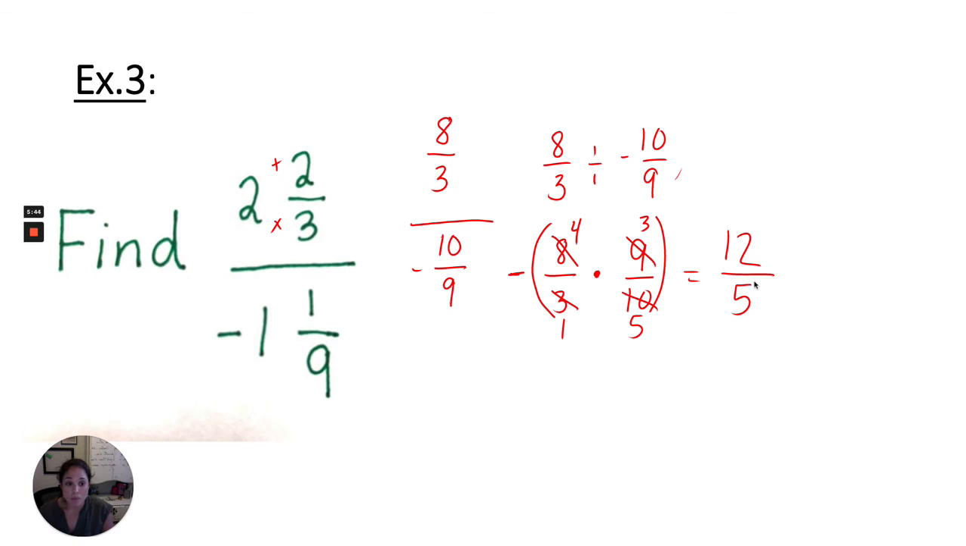This is an improper fraction, so I need to turn it into a mixed number, and I need not to forget my negative sign, okay? So I'm going to put that right in front and turn this into a mixed number. So apply my negative sign. 5 goes into 12 2 times with 2 left over, and 5 will be my denominator. My answer is negative 2 2/5.